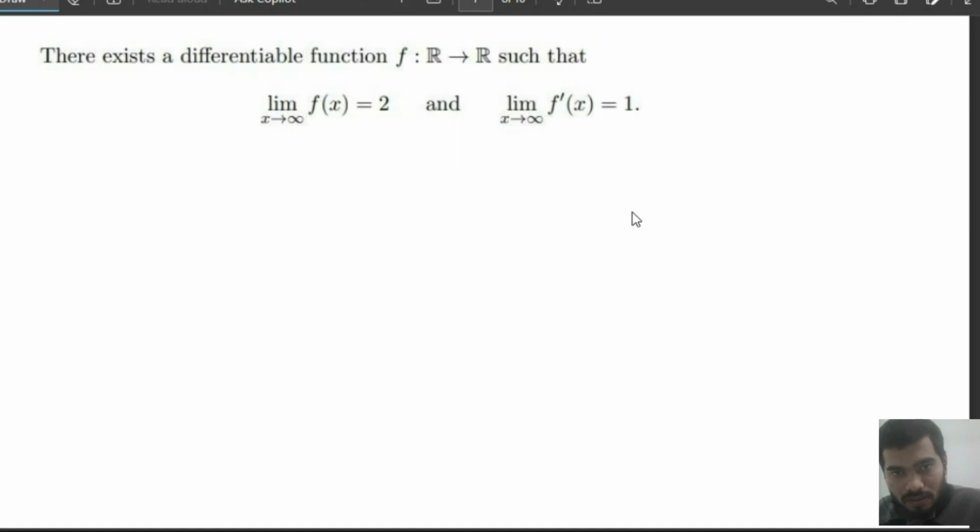Since this limit of f(x) is finite, can I write like this? Now apply the limit.